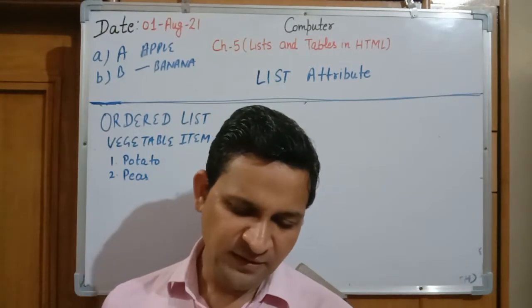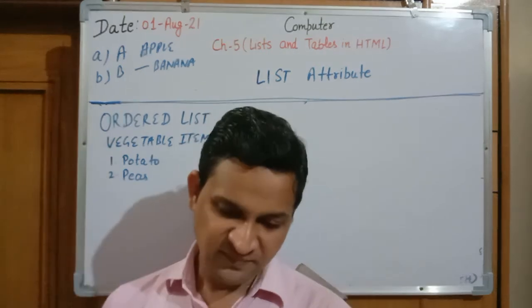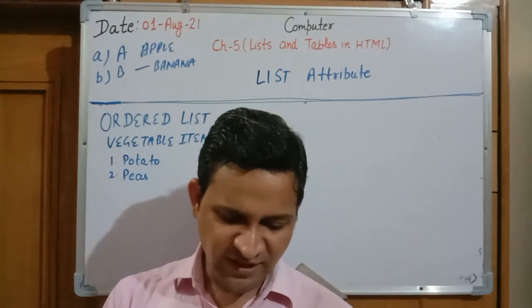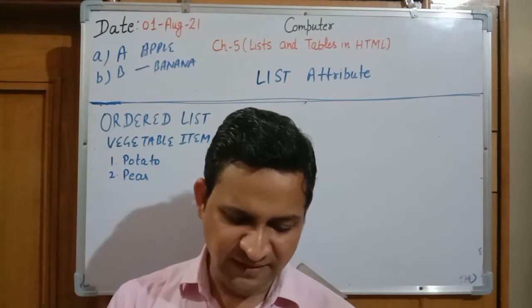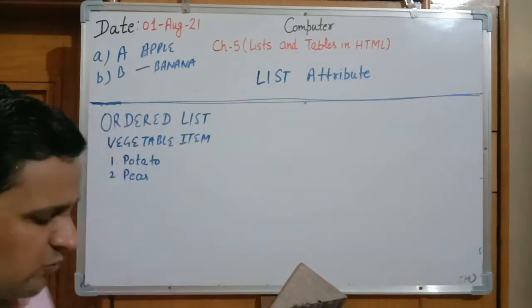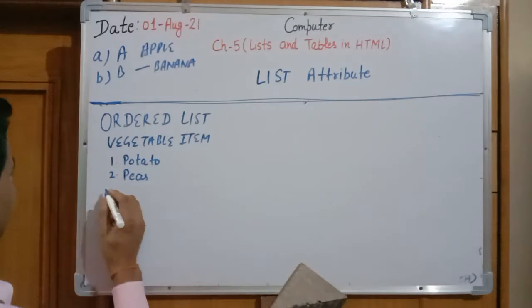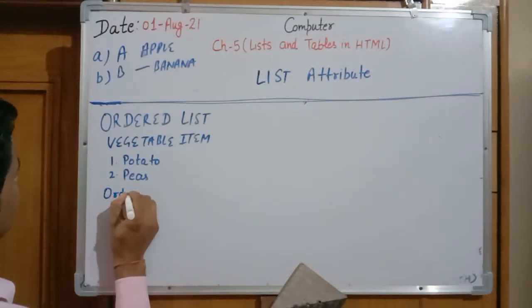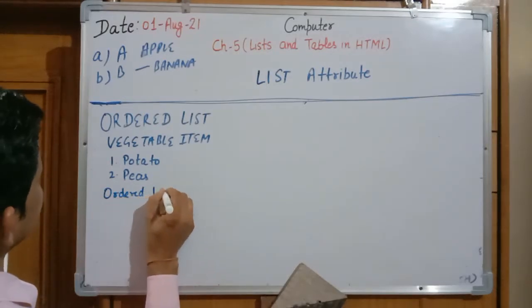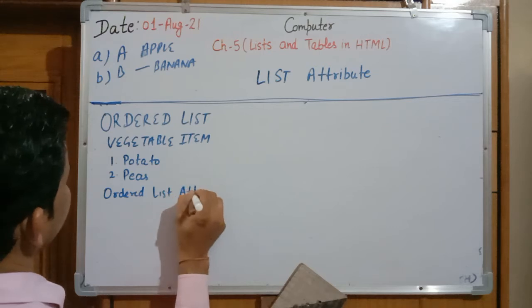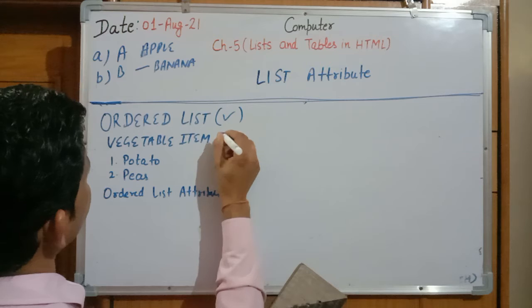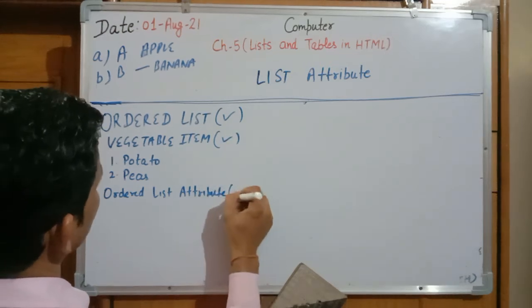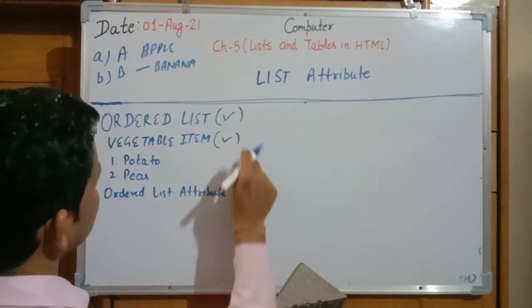Afterward, again they have taken, what is written now? OL, H3 heading has been taken. In H3 they have written ordered list attributes. So again the heading will be there, ordered list attribute. It is H3. So it is the largest, it is smaller than this, and it is smaller than the third one, because H1, H2, H3.